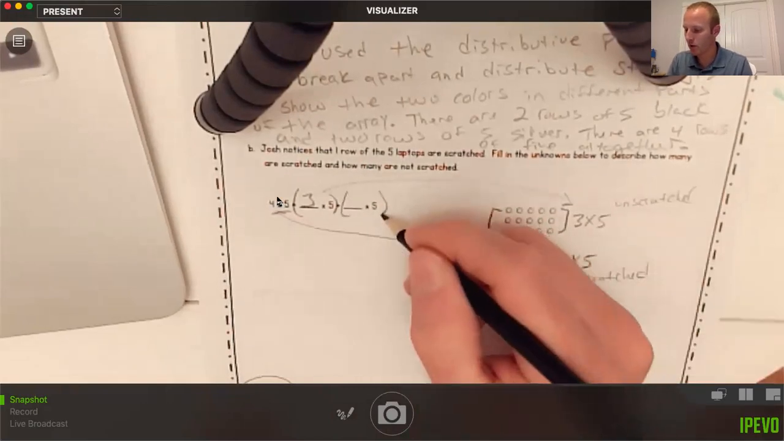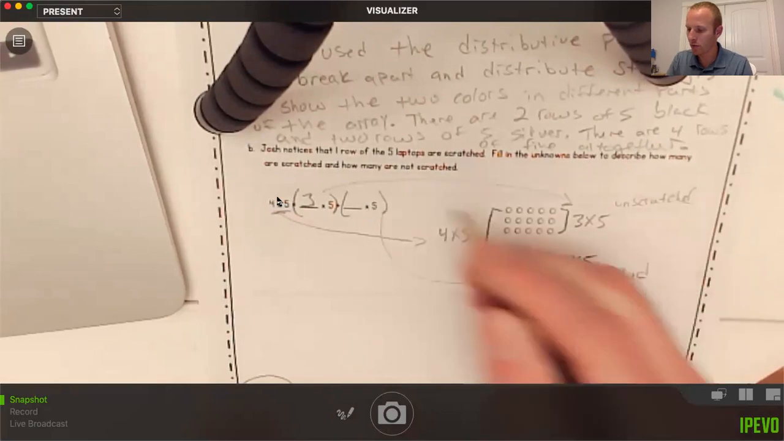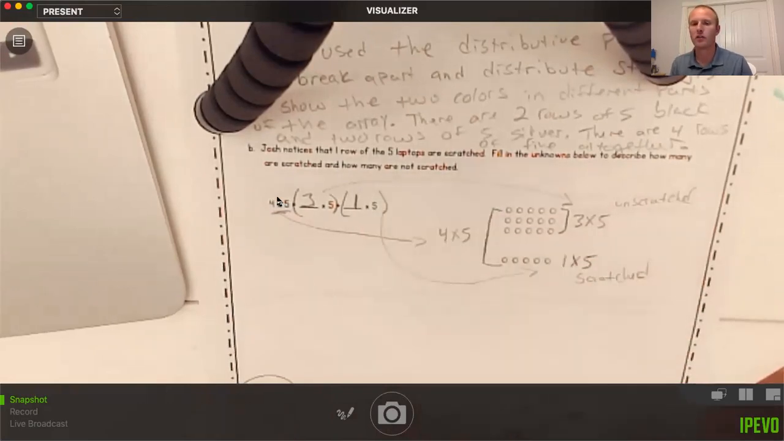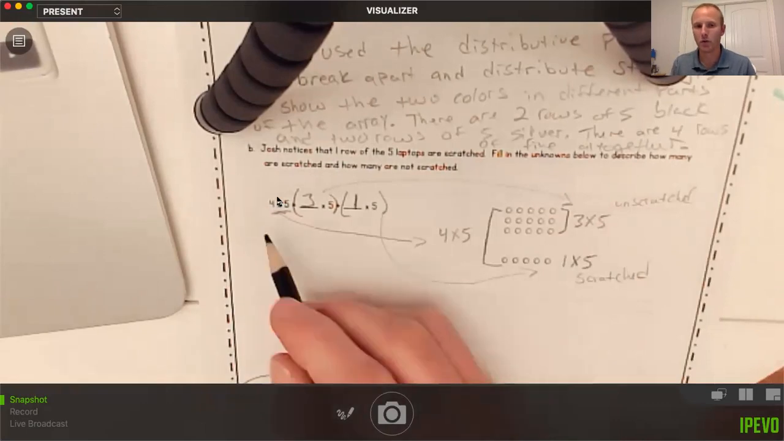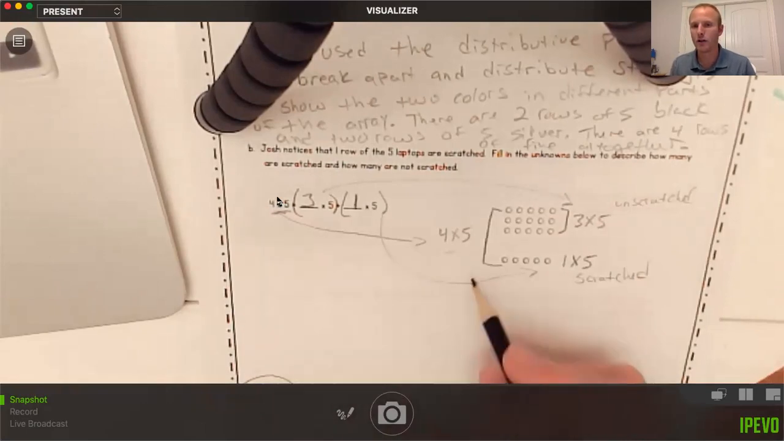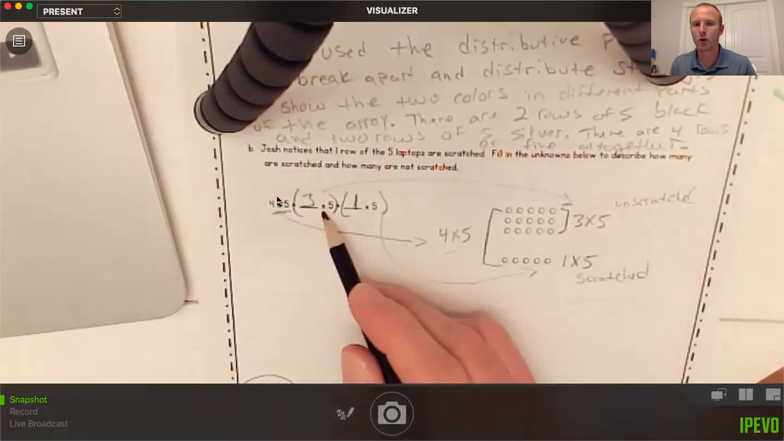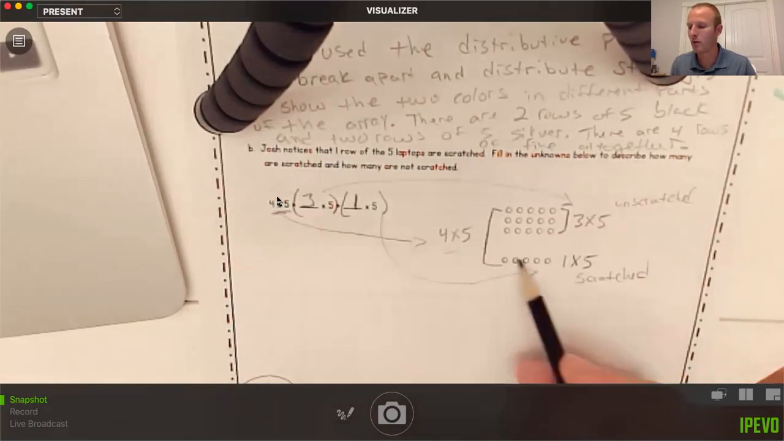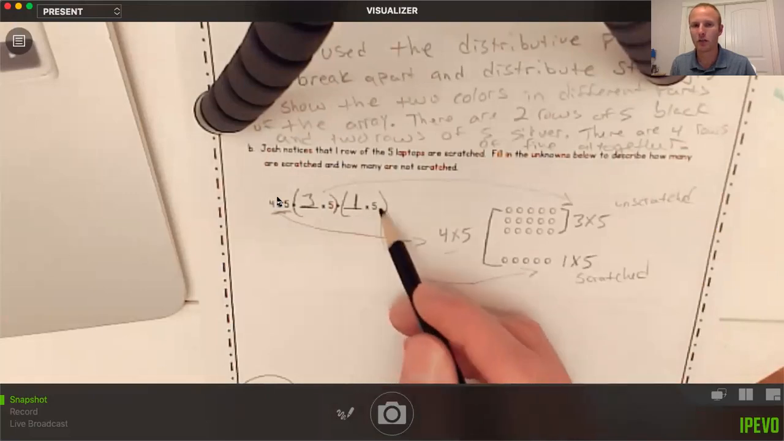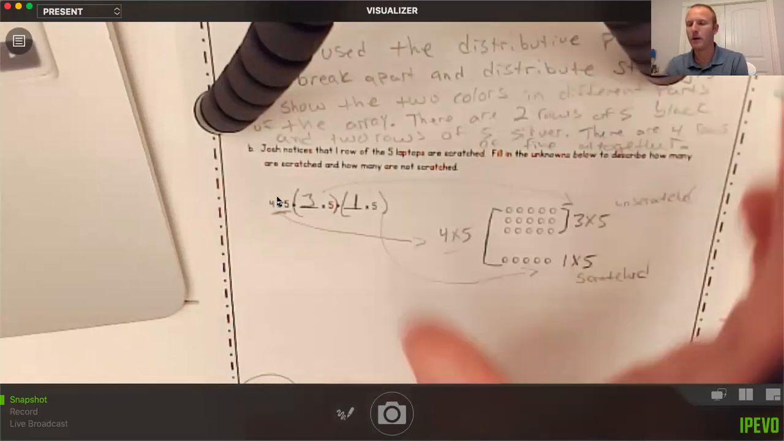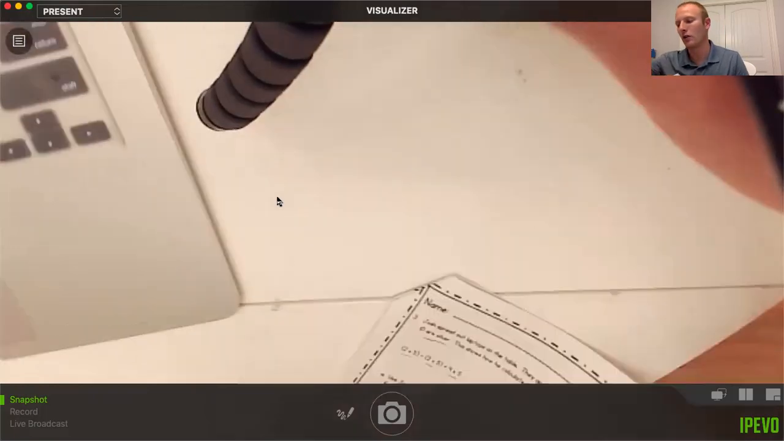And 1 times 5 is the scratched. Again, those arrows aren't necessary on your work. I'm just showing you that the 4 times 5 shows the whole thing. The 3 times 5 is represented here in this first portion, and the 1 times 5, the scratched ones, is represented here in the second portion of the problem. All right, let's move on to the final page of our review.